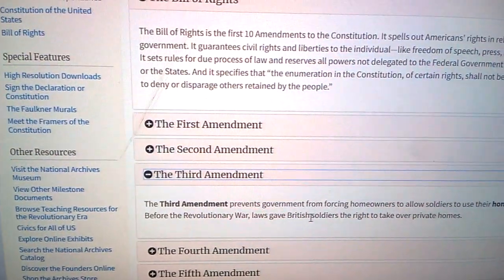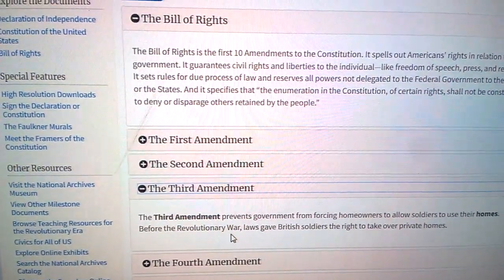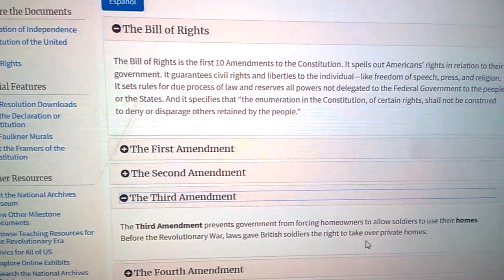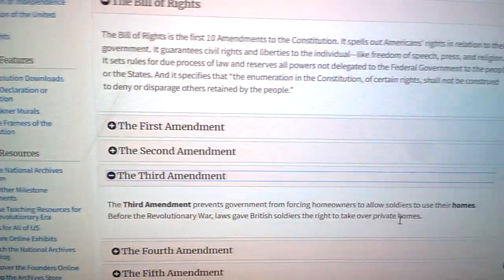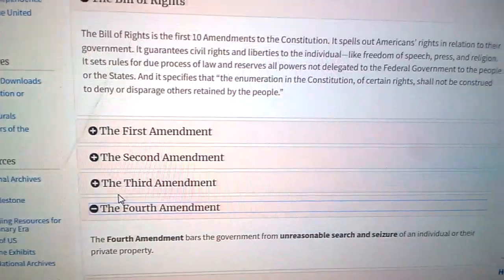The Third Amendment prevents government from forcing homeowners to allow soldiers to use their homes. Before the Revolutionary War, laws gave British soldiers the right to take over private homes. Okay. The Fourth Amendment, another one of my favorites.